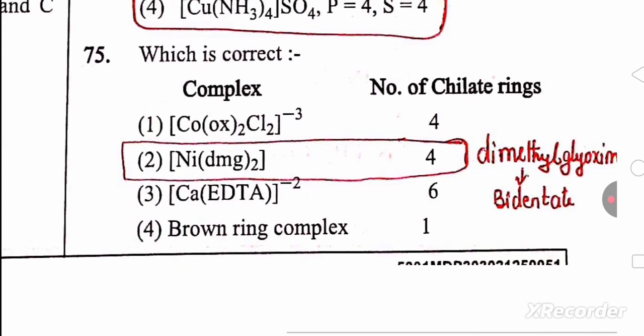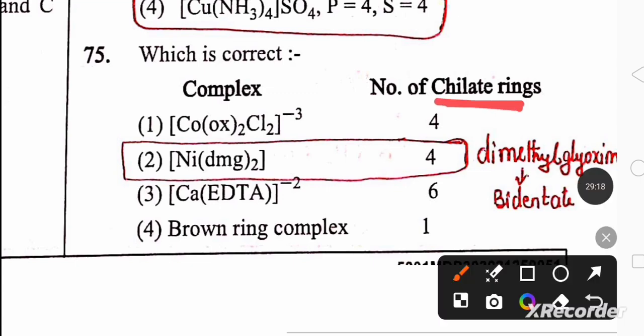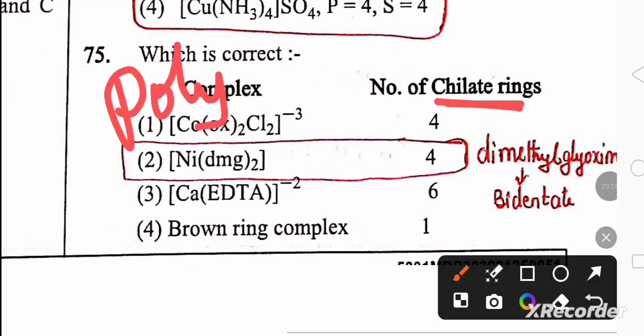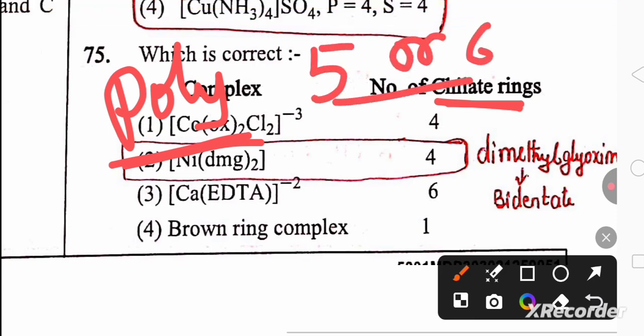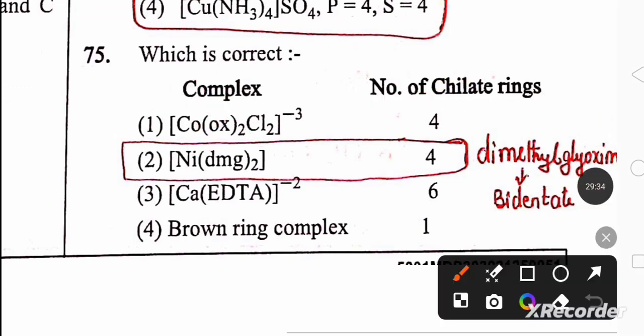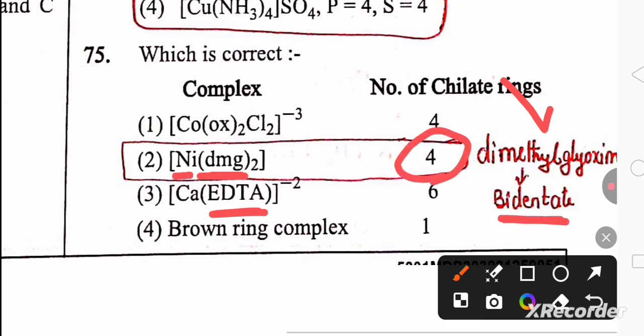One more question: which is correct? Remember children, we need to find the number of chelating rings. Chelating rings are formed by polydentate ligands, and when a polydentate ligand combines with a central metal ion, it should form a 5 or 6 membered ring. Among the ligands, EDTA is polydentate, but it cannot form a chelating ring with the central metal atom. Whereas DMG means dimethylglyoxime, a bidentate ligand. After reacting with nickel, it can form chelating rings with the central metal. That's why option 2 is the correct one in this case.